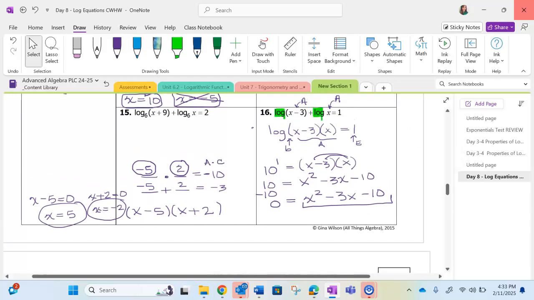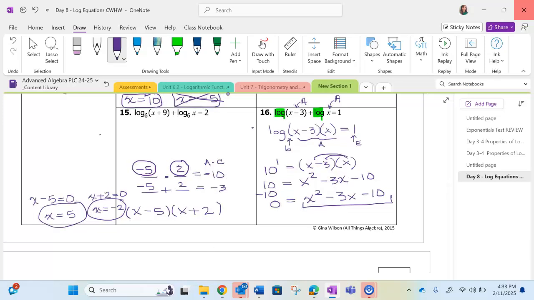So let's see which one works, which one doesn't work. 5 minus 3 is positive 2. That works. 5 works great. Negative 2, so I'm going to check. Negative 2 minus 3 is negative 5. Doesn't work. Cross it out, and we have one answer.